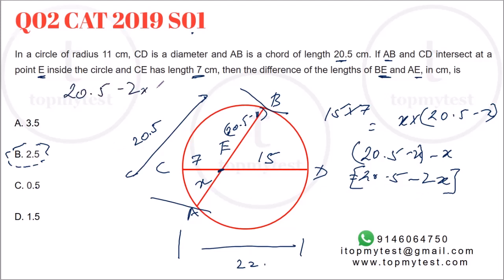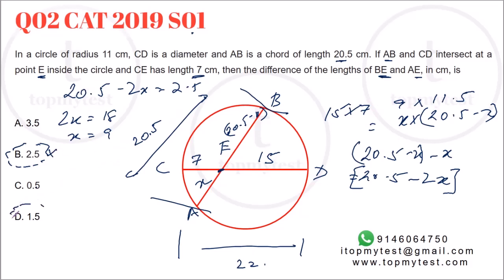So if you say 20.5 minus 2x equals 2.5, you will get 2x equal to 18, so x will be equal to 9. Right. So the balance angle will be equal to 20.5 minus 9, which is 11.5. So will 11.5 into 9 give you 15 into 7? No, it should be a multiple of 9. That is not going to give you an answer. Right, so this is out.